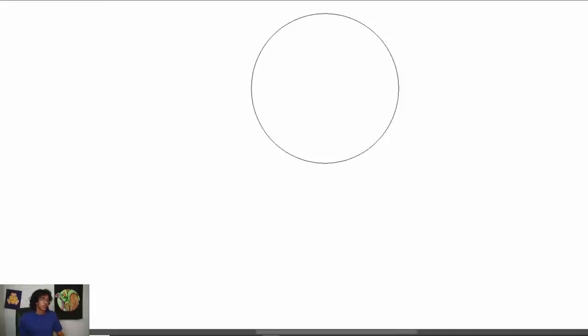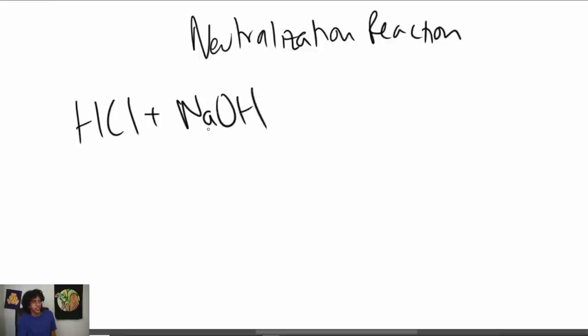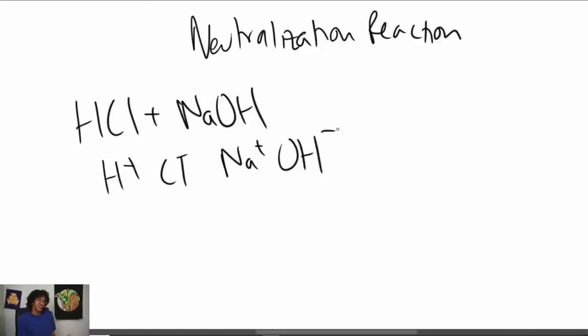Okay, so now that we know what Arrhenius acids and bases are, we could talk about neutralization reactions. You could probably guess that neutralization means that when you put the acid and the base together, you don't get a pineapple pen, you get something that is not acid or base. It cancels out. So if we have HCl, which is hydrochloric acid, plus NaOH, we get H+, Cl-, Na+, and OH-. How could we rearrange this to make something nice? That's right, the OH- and the H+ come together to get H2O, and then we get NaCl.